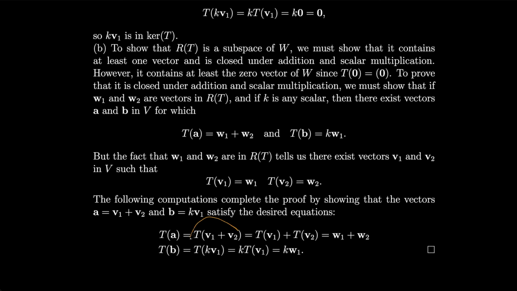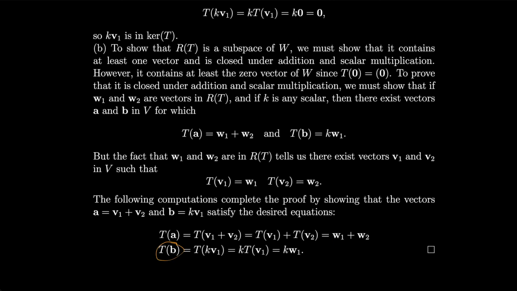Well, that would be T of v1 plus v2, which is T of v1 plus T of v2, so that's w1 plus w2. So the vector a equal to v1 plus v2 is what gives us w1 plus w2, so that means w1 plus w2 is in the range. The sum of vectors is in the range.